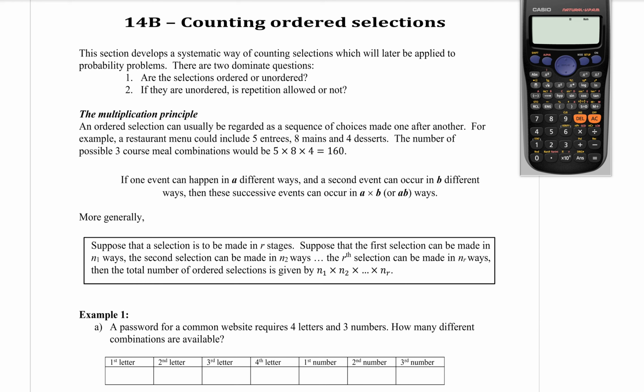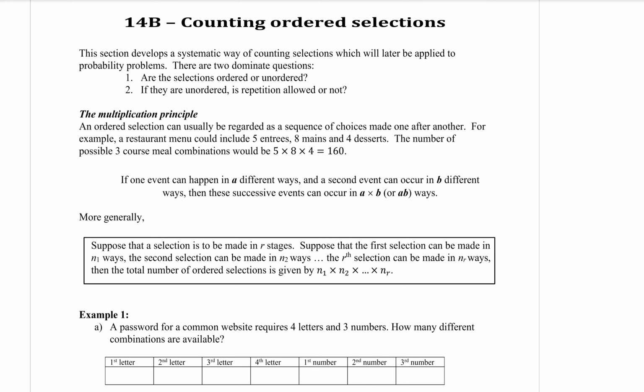But we have some other parts in here that we need to use as well. So let's have a look. This section, we're doing counting ordered selections. In this section, we want to develop a systematic way of counting selections that will be later applied to probability problems. So remember, we're still just learning how to do counting methods before we even get to the probability part of this topic. There are 2 dominant questions.